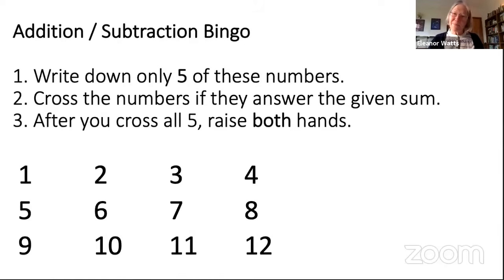6 plus 6. 6 minus 2. 5 plus 5. 6 minus 4. 10 minus 3. 4 plus 5. 12 minus 4. Oh, Smitha. Oh, you're all bingo at the same time. But Smitha, you were first. I'm going to check you out now.